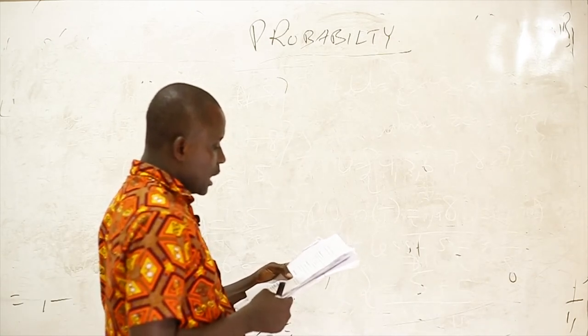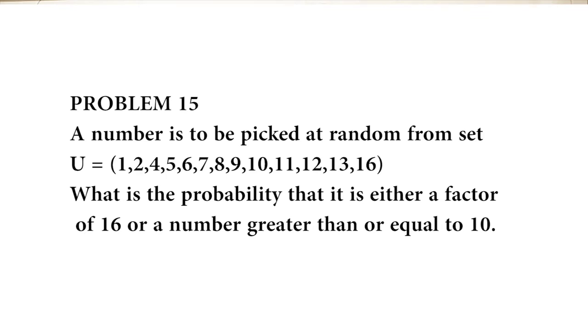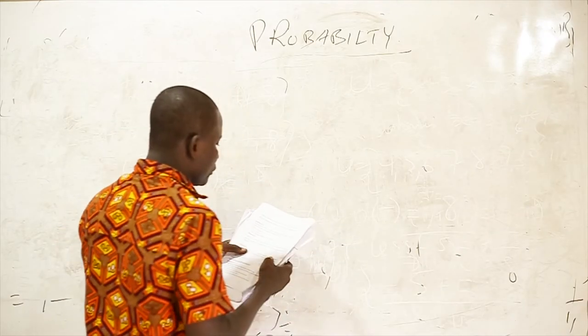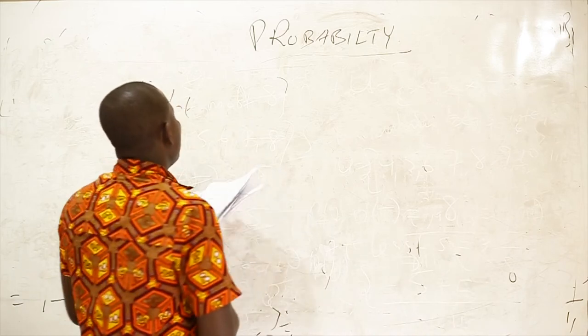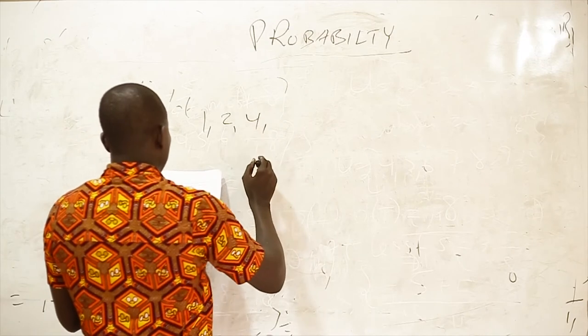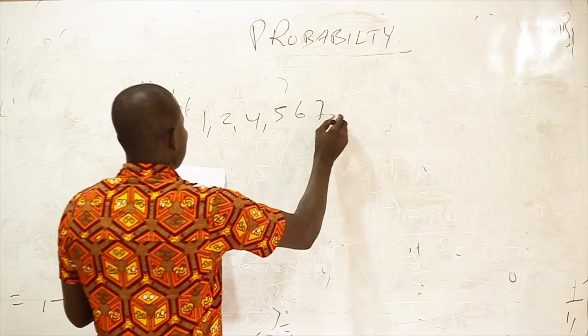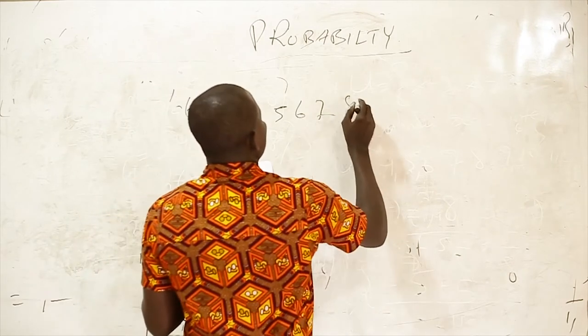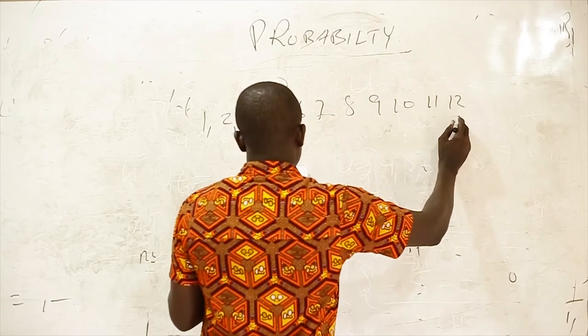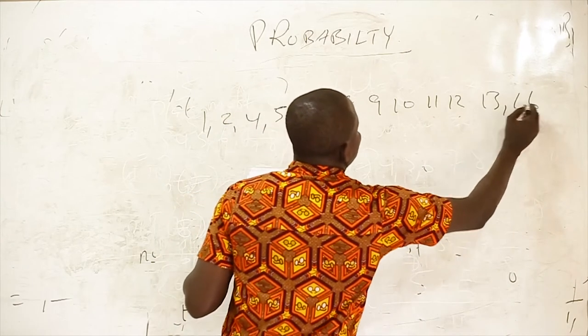Problem 15. It says that a number is picked at random from 1, 2, 3 up to this. What's the probability that the number is greater than or equal to 10? Okay, here it is similar to the first one, but you have to read the numbers. Remember it's not 1, 2, 3, it's 1, 2, 4, 5, 6, 7, 8, 9, 10, 11, 12, 13, 16, right?